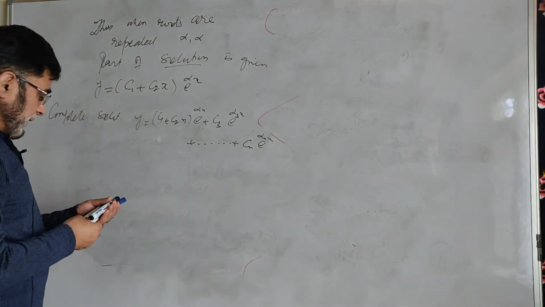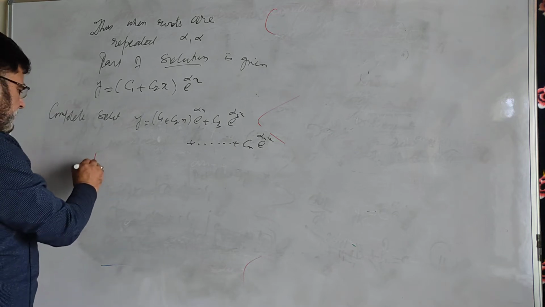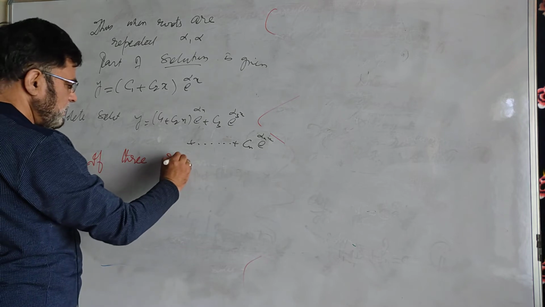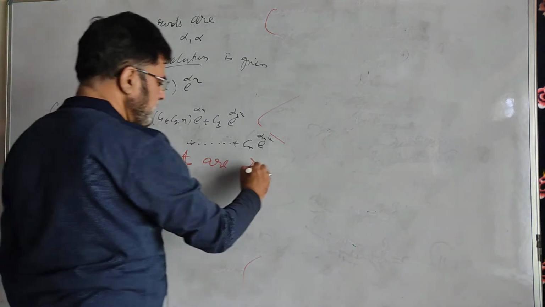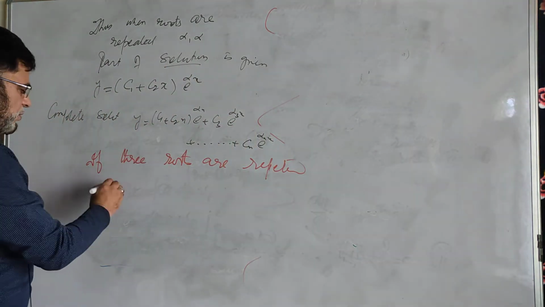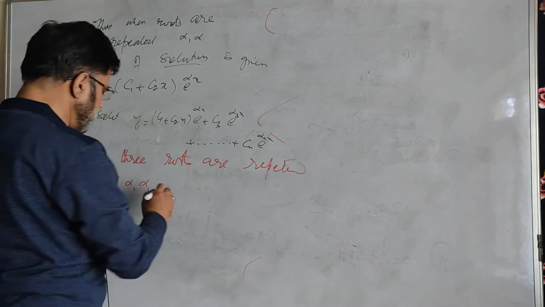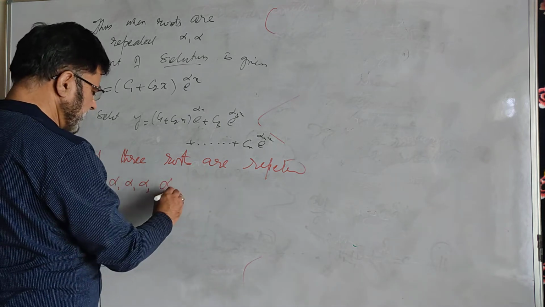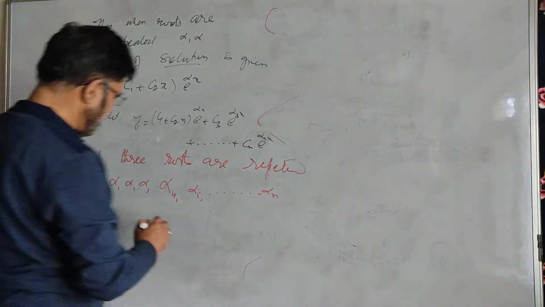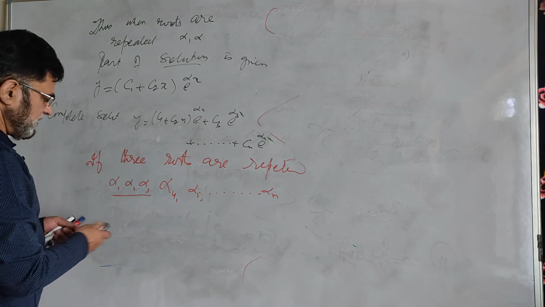And now, if 3 roots are repeated, in that case, say you have solution alpha, 3 repeated, then you have another root, suppose it is alpha 4, alpha 5, alpha n. These three are here same repeated.